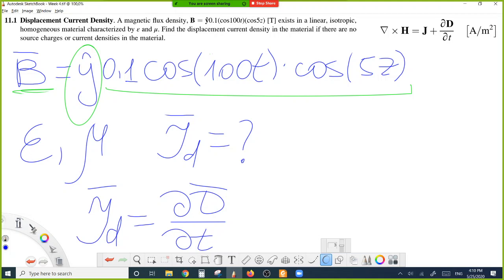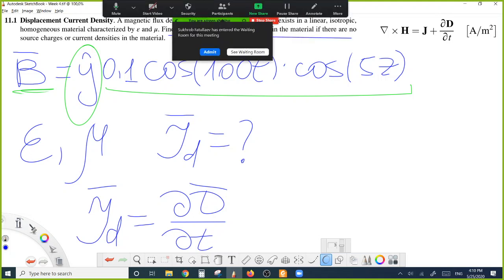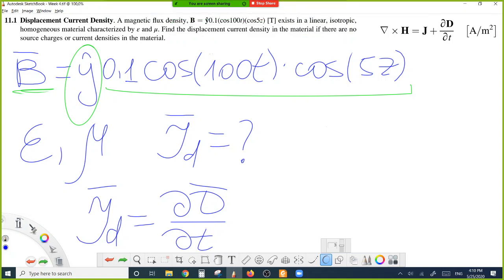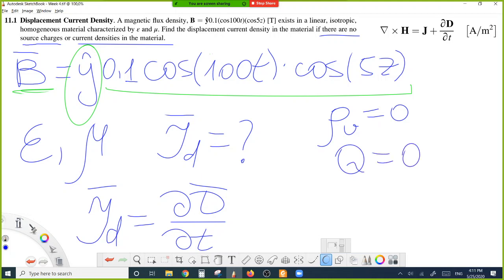From the problem we can say that there are no source charges and current densities in the material. It means no source charge: the volumetric charge density is 0, and also there is no current density. It means J is also 0 here.